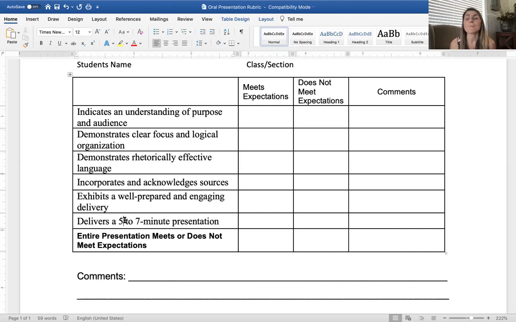I want you to imagine that you have an opportunity to make a change in whatever problem you're conveying. This is your one shot, okay? Doing this presentation is your opportunity to create change in your world. That is something you would prepare for and practice and do well. And then delivers a 5 to 7 minute presentation. And then entire presentation meets or does not meet.